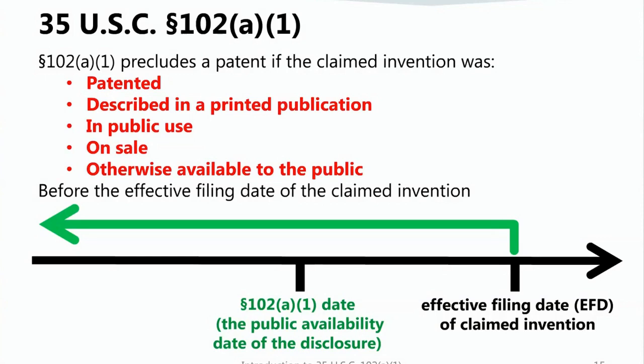We're now going to delve deeper into the language of Section 102(a)(1). Remember, Section 102(a)(1) precludes patentability of a claimed invention when the claimed invention was patented, described in a printed publication, or in public use, on sale, or otherwise available to the public before the effective filing date of the claimed invention. The graphic on this slide shows this visually. So what does it mean to be patented, described in a printed publication, or in public use, on sale, or otherwise available to the public?